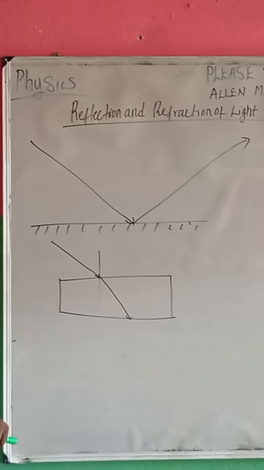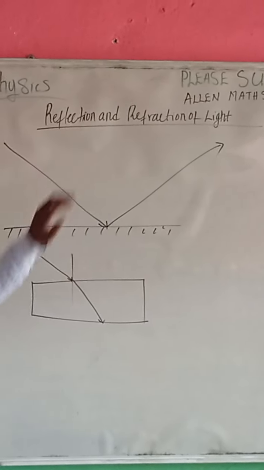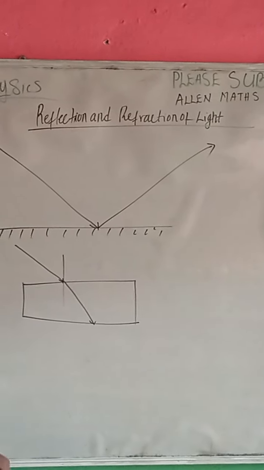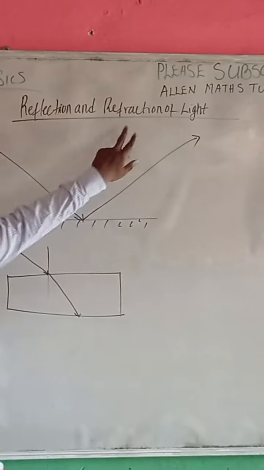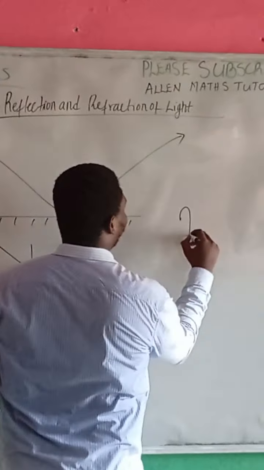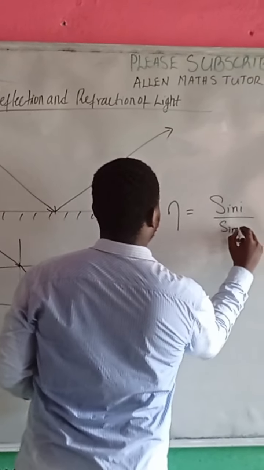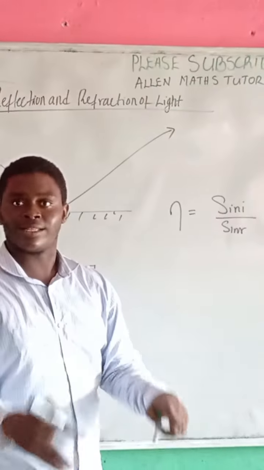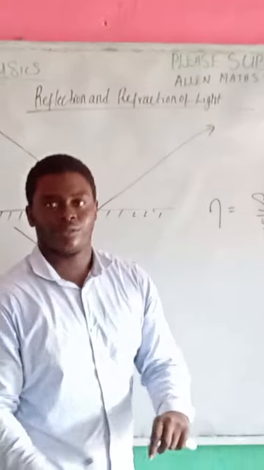Now I'm going to the calculation since you know a little bit about it. In reflection, you should know that the angle of incidence is equal to the angle of reflection. Here you should know that refractive index is equal to sine I over sine R. You ask, what does this I mean? This I means angle of incidence. What does R mean? This R means angle of refraction. Let us move on.